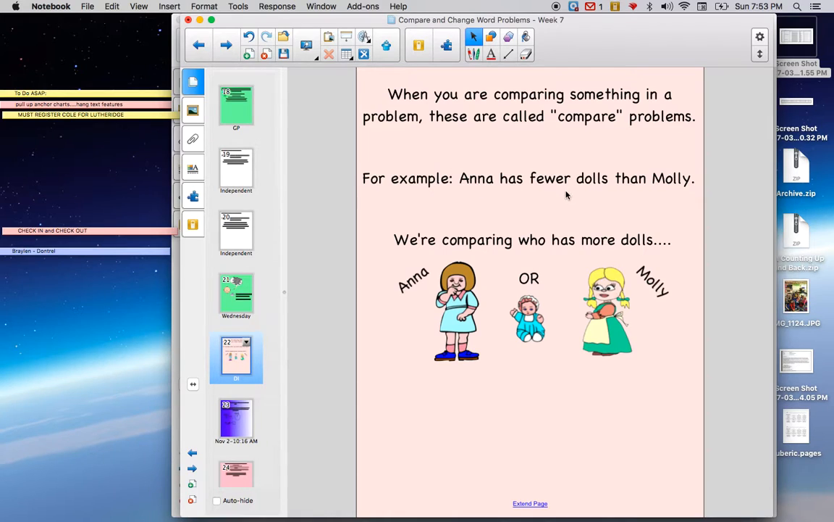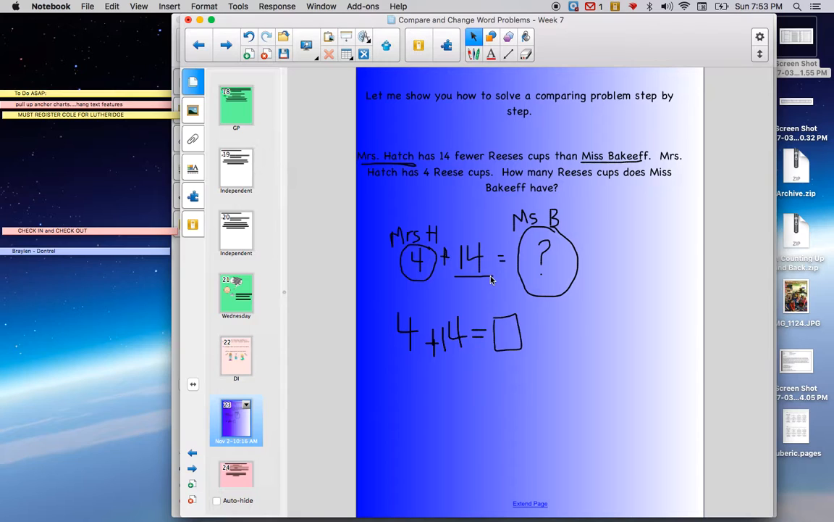Anna has fewer dolls than Molly. We're comparing who has more dolls, Anna or Molly. And so we have to figure out who has more and who has less. That's why figuring that out will help us. Once we know that, then we can set it up using our big circle, little circle strategy.